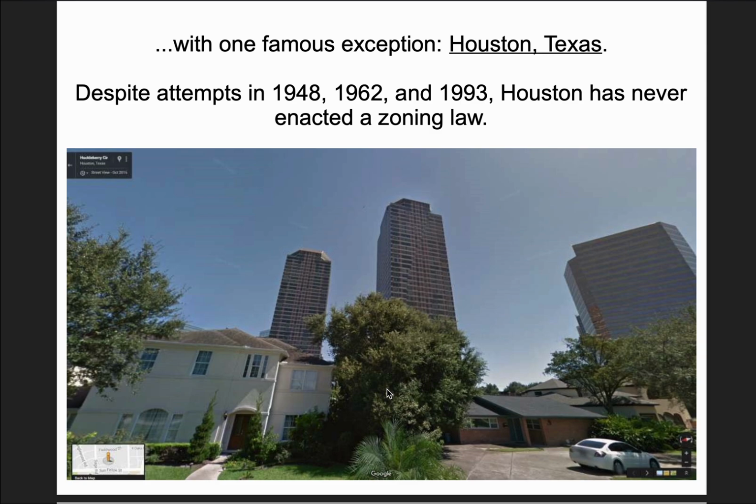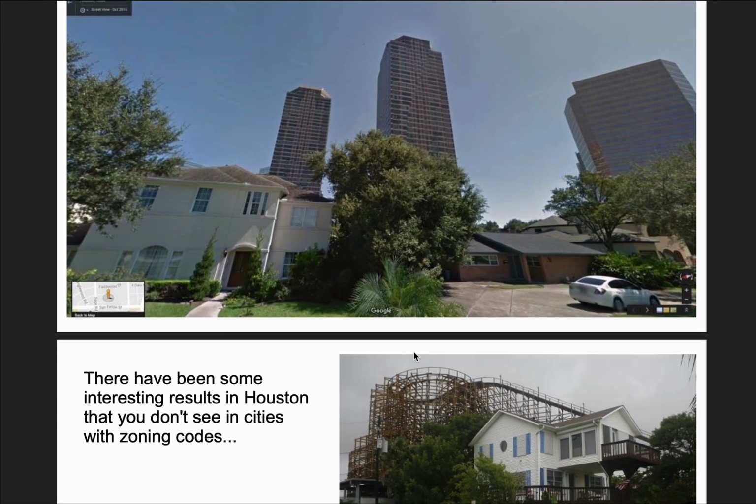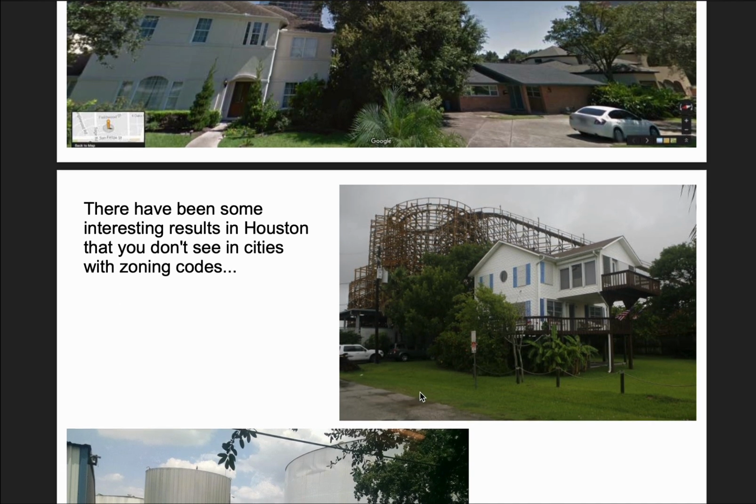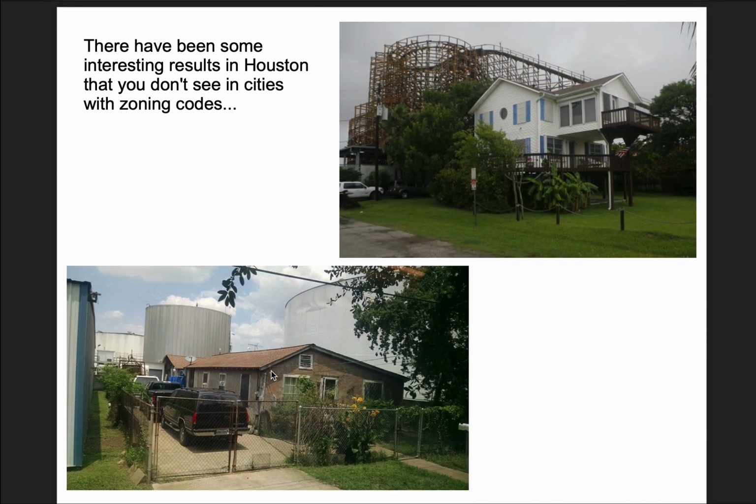And when you visit Houston, you would see high rises next to residentials. Typically, for these kinds of residentials, you want to be a certain distance away, maybe 500 feet, before you can put a high rise beside residential areas. And so you would see roller coasters beside residential areas. You would see industrial facilities beside residential areas, and that's unsightly.